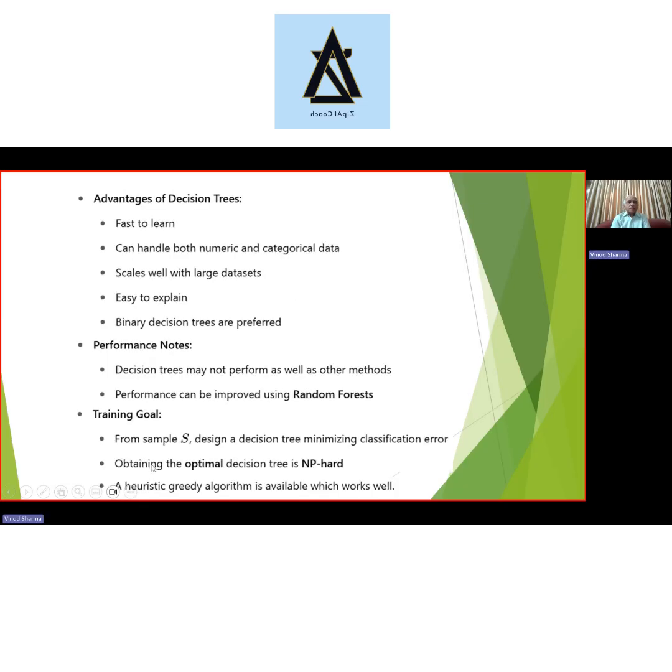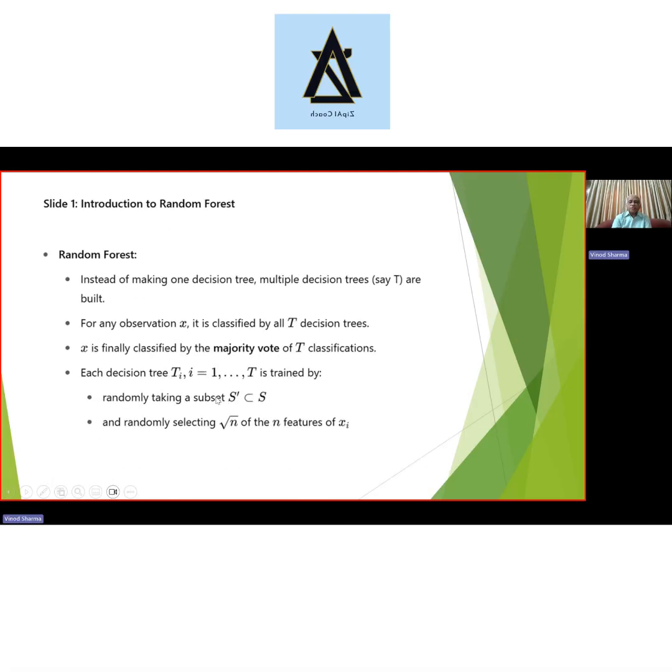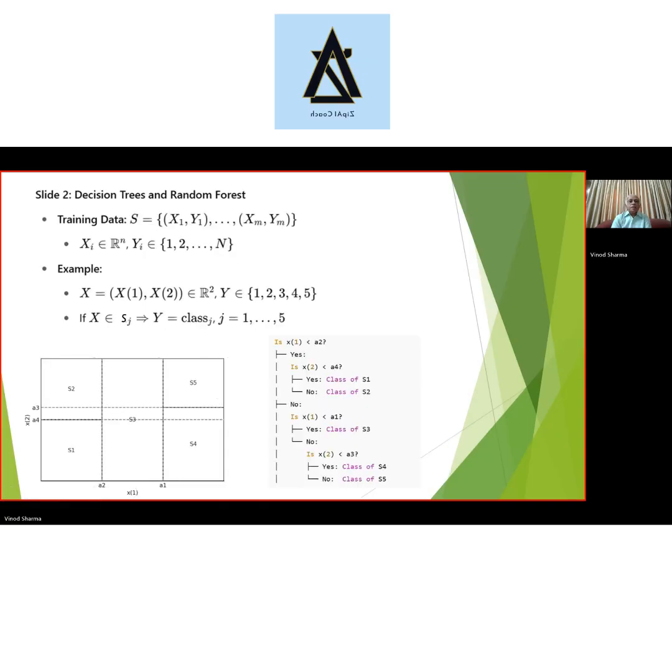In this picture, x1 is plotted this way, x2 is plotted this way, and A1, A2, A3 and A4 are given as labels here. If the data point x falls in this rectangle, then we will call it class 1. If it is in this rectangle, then it will be class 2, and so on. Now, corresponding to this example for classification, a decision tree can be made as follows.